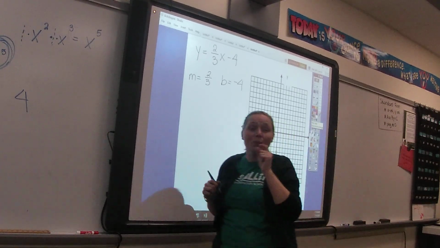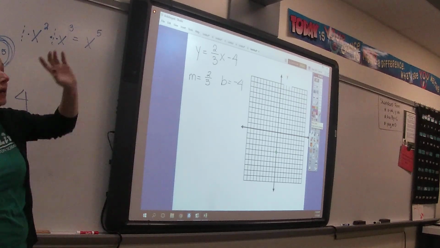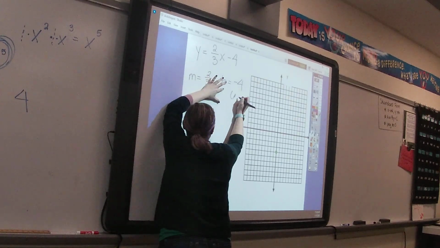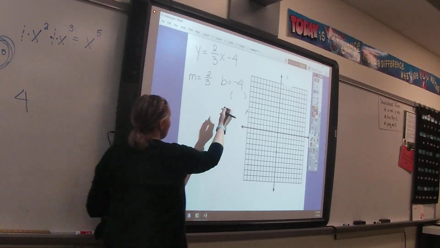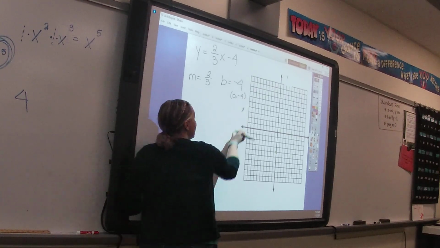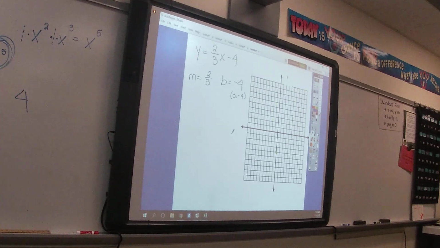Because we should all really agree that when we're talking about an intercept, we are actually talking about the point 0, -4. We don't write it that way because it's an understood statement. Then, once we graph that point, the next thing we are going to do is look at our slope.